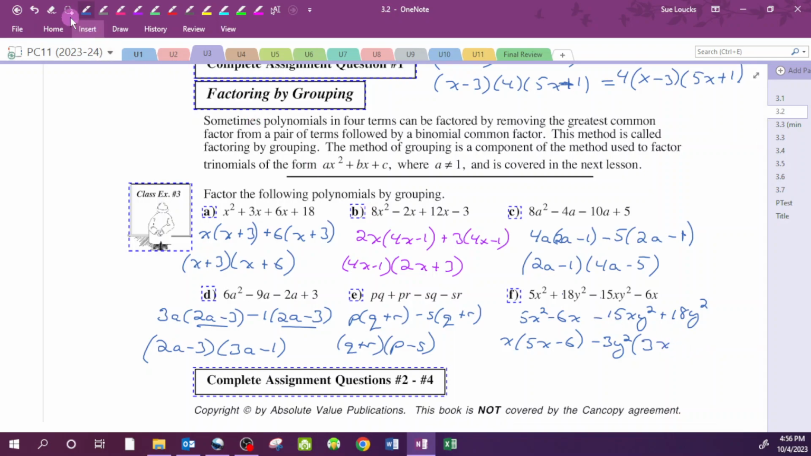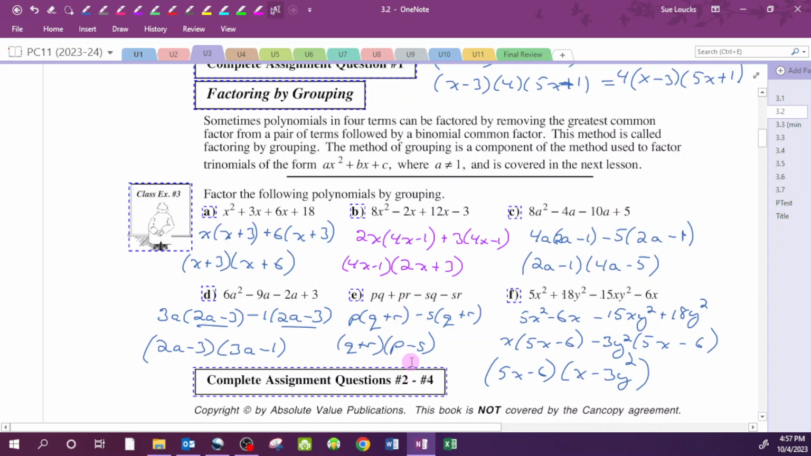I'm left with 5x minus 6. Sorry, I'm getting tired. There we go. 5x minus 6 on both, which is what I was expecting to have. So now I've got 5x minus 6 times x minus 3y squared. Okay, and that's that.